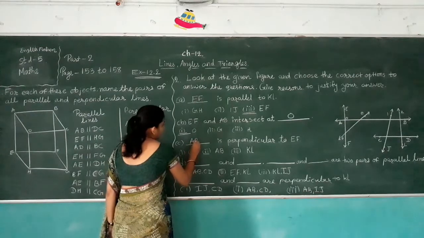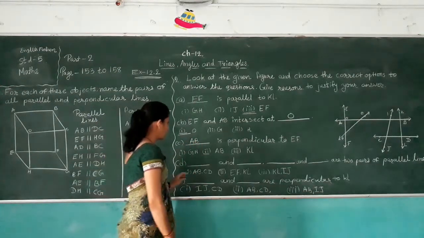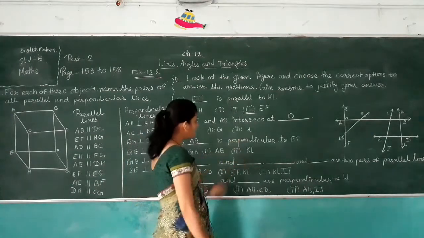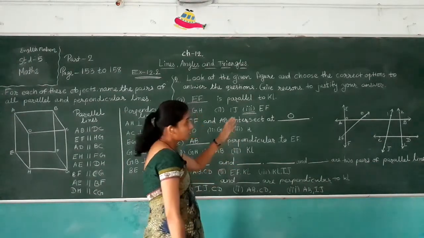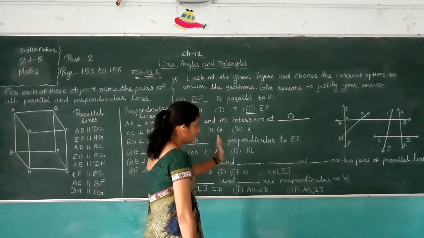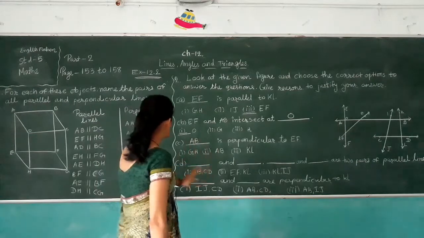AB is perpendicular to EF. And KL also perpendicular to EF? No, KL is not perpendicular to EF.